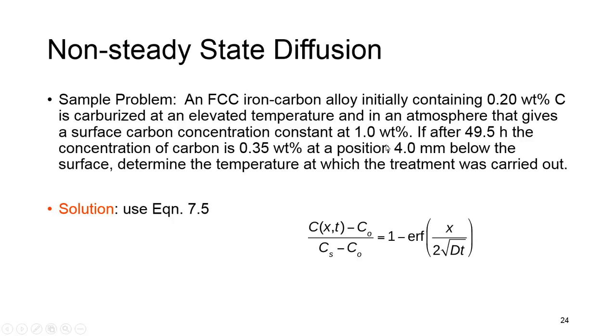X, or position X, in which X is equal to 4 millimeters. It says a position 4 millimeters below the surface. Of course, the value of t is the total time, 49.5 hours. Now we want to determine the temperature at which the treatment was carried out. So the first step is we have to gather the known information, and of course we have to use equation 7.5 shown here.